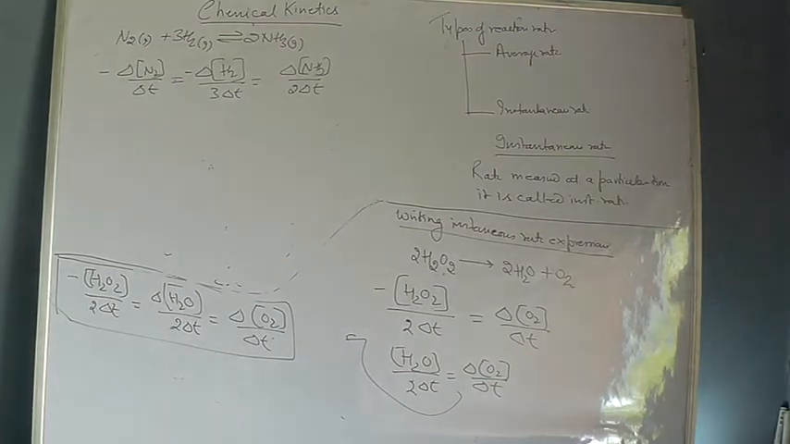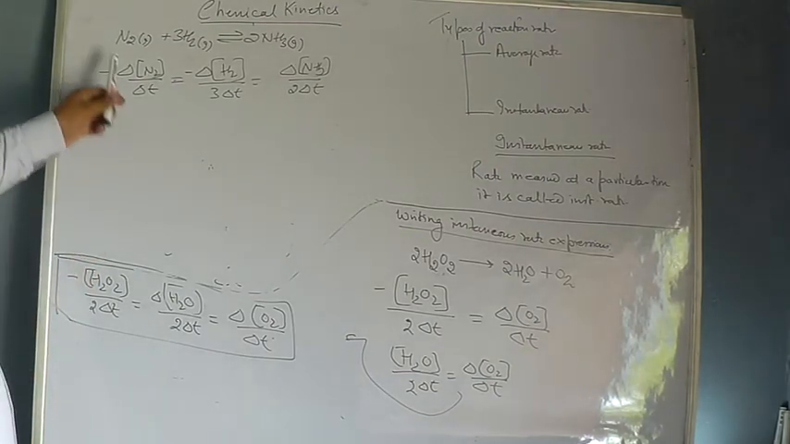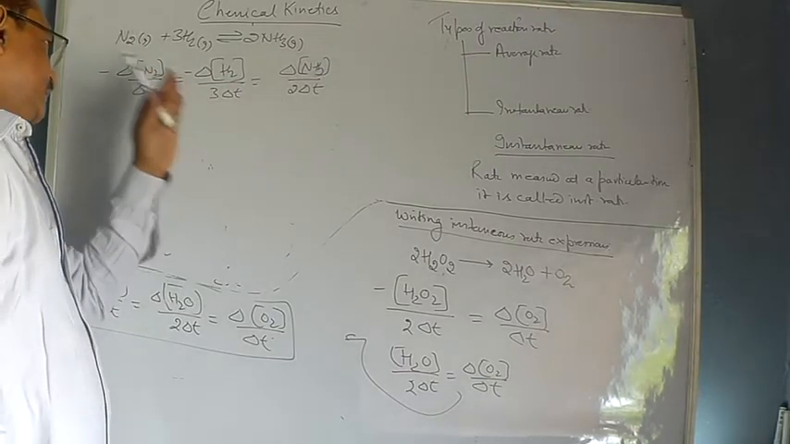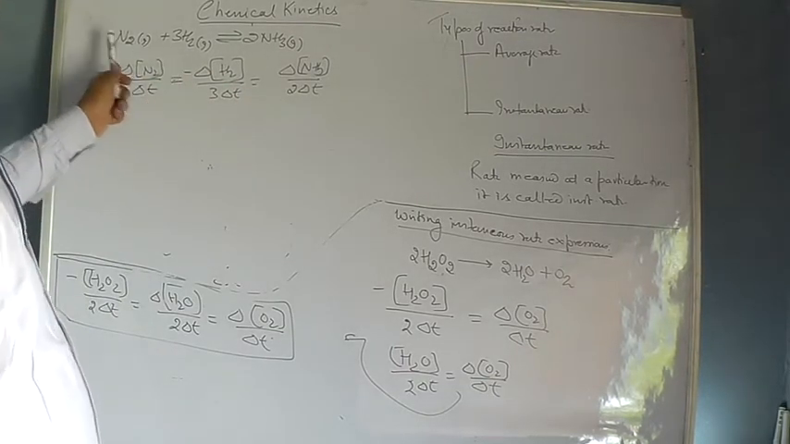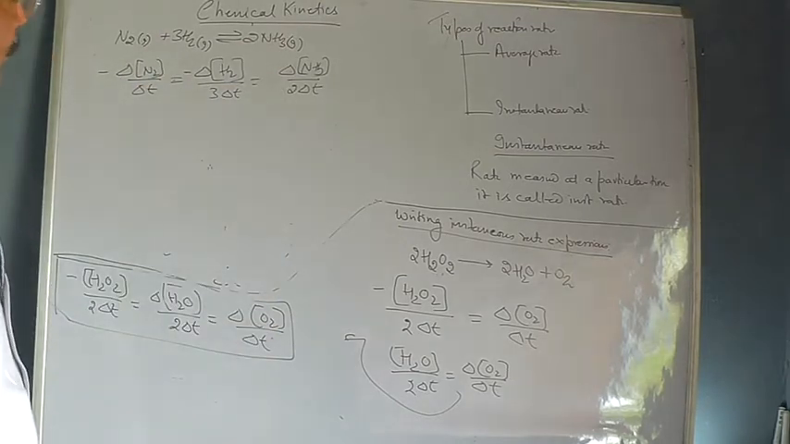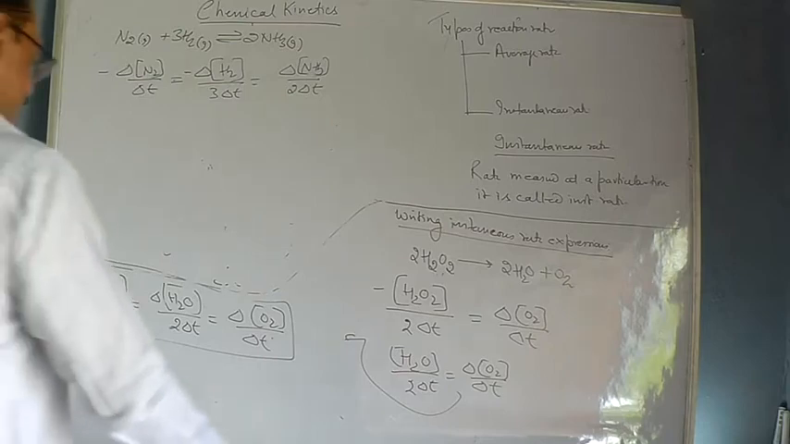So class, you can very well find out what I have done: I have simply divided the concentration term by their respective stoichiometry. So this is the catch point to write the instantaneous rate law expression.